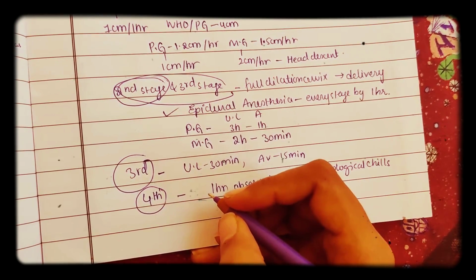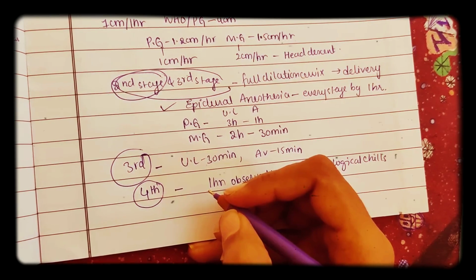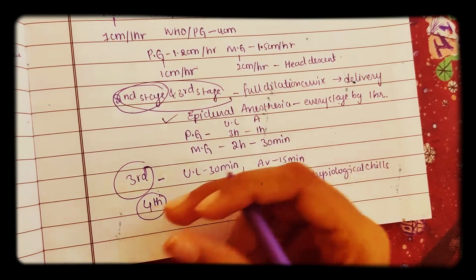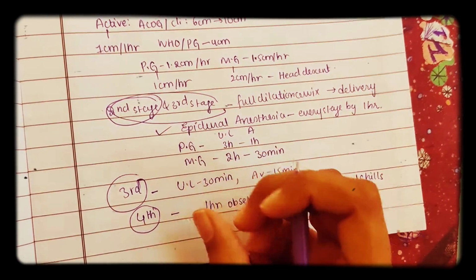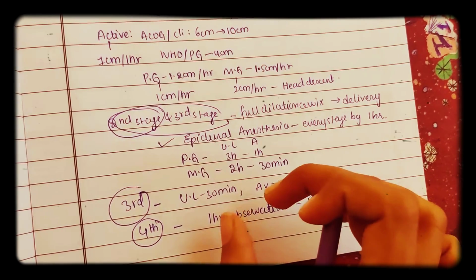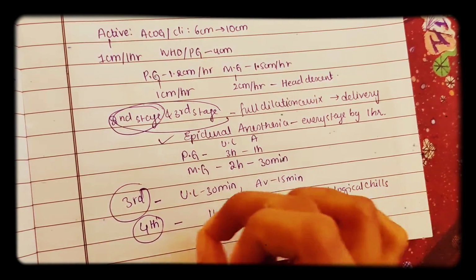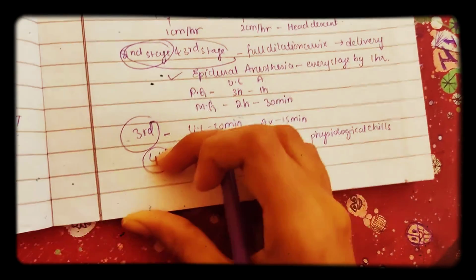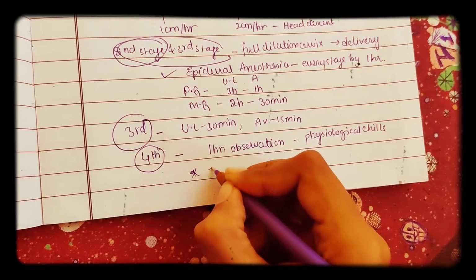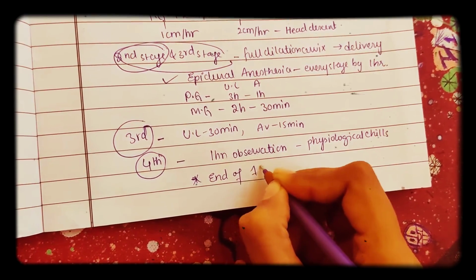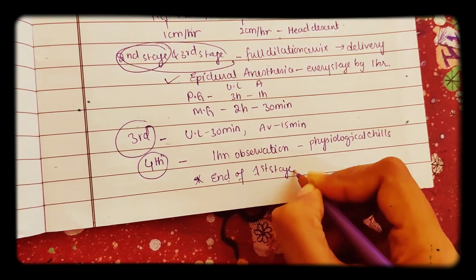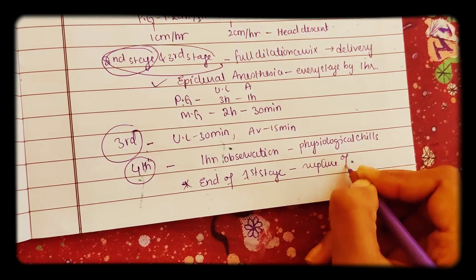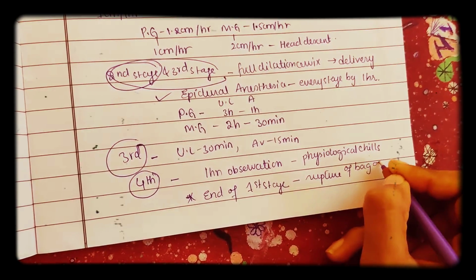And the usual time for rupture of bag of membranes is at the end of first stage of labor. So remember, at the end of first stage of labor only, the membranes also will rupture. In the fourth stage, you will see there are some physiological chills, and it is nothing but the observation period. Already delivery has occurred, it is just an observation period, okay? So this thing you note: at the end of first stage of labor only, there is a rupture of bag of membranes.